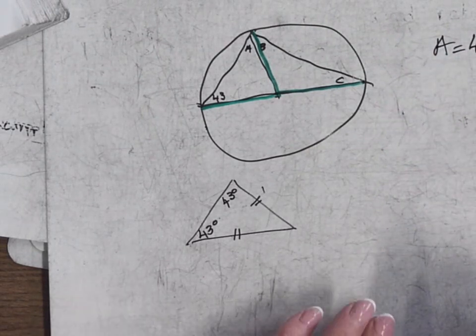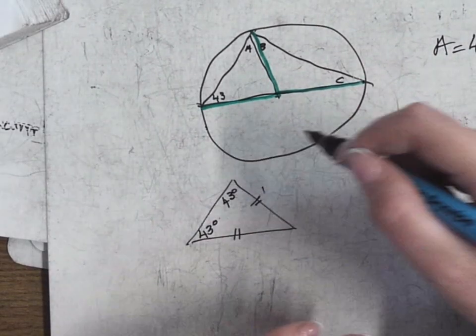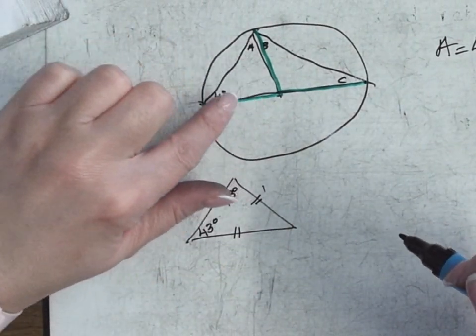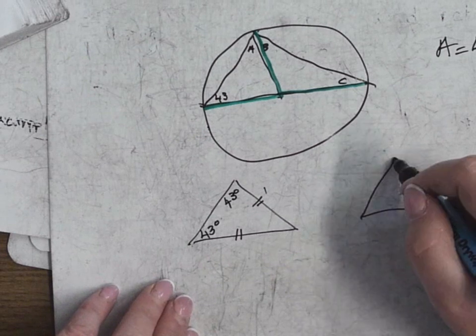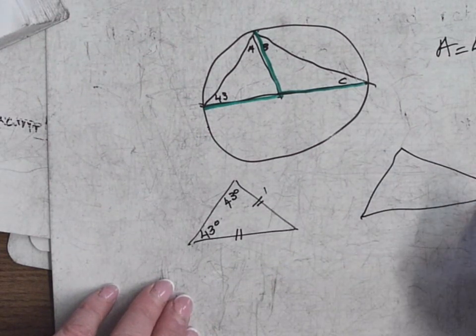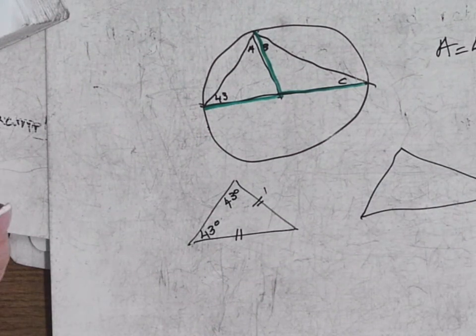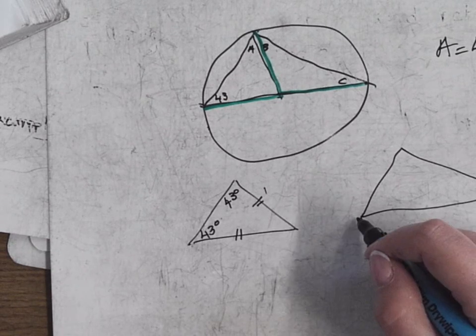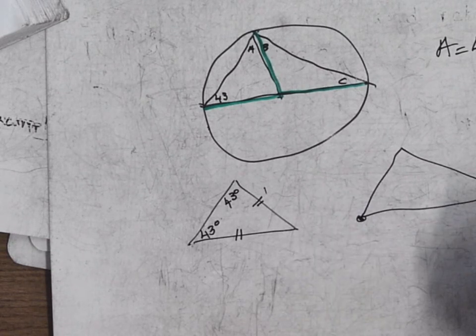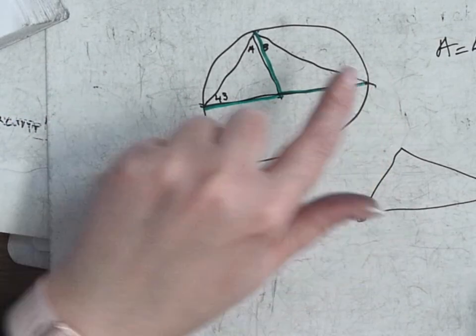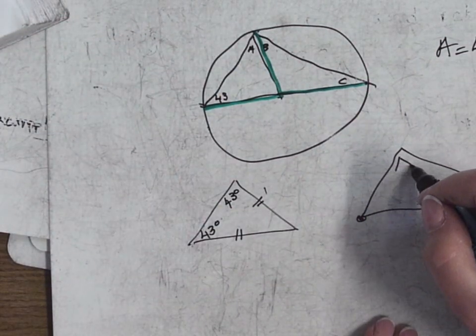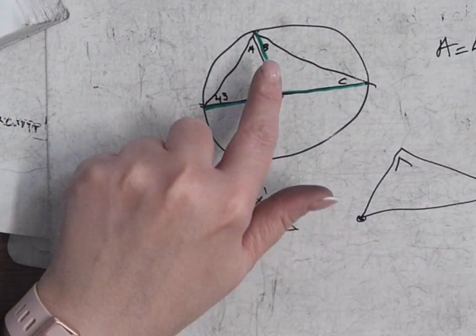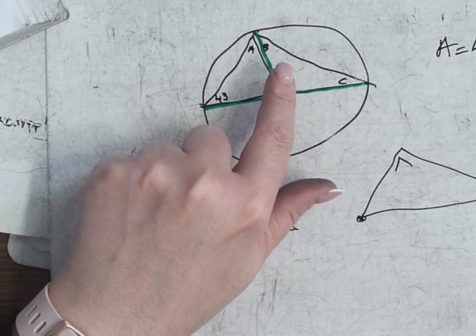Now, look at the big triangle. Pretend you can't see the green lines. So look at the big triangle. That's a fact we just learned. What is it? That's the angle in a semicircle, isn't it? Because that's a diameter, and that's at the circle. So that angle up there is what? 90 degrees, isn't it? It's split into A and B.